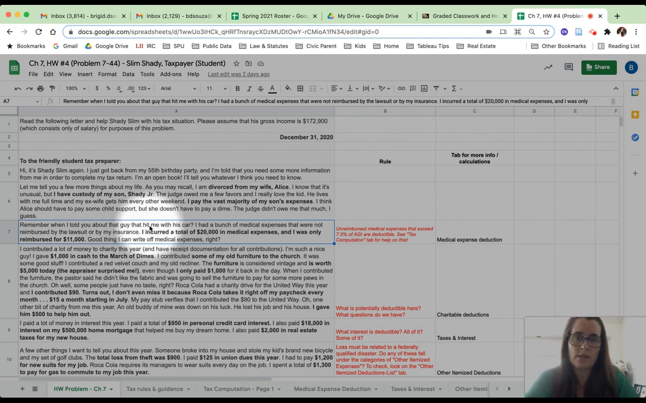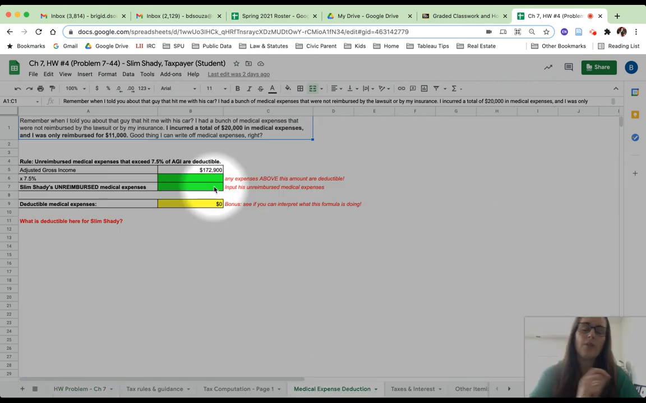We have medical expenses that Slim Shady incurred. He's telling us $20,000, but he was reimbursed for $11,000 of them. This requires us to understand that in Schedule A, we have a medical expense itemized deduction. The rule is that you are allowed to take as a deduction only the unreimbursed medical expenses that exceed 7.5% of AGI. Upon first telling you that, I don't expect you to make sense of it. You need to step through the math. So note the rule here. By the way, this is all in your book, so also use your text as a resource. Then go to the medical expense deduction tab, the 4th tab in, where I have set up a little mini calculation for you.